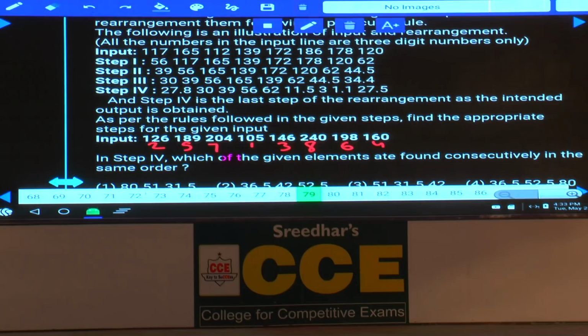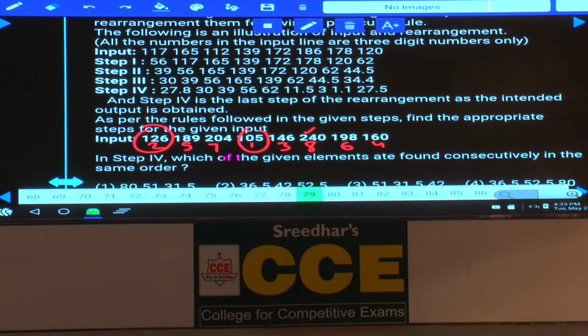First, 105 divided by 2 at the left hand side. And right hand side, the highest number. What is the highest number here? 240 divided by 3, 80 at the last. And next one in this step 2, 126 divided by 3. And the next one, 204 divided by 4 at the last, and so on. And this is how these 5 questions are based. And this is about question number 79 to 83.